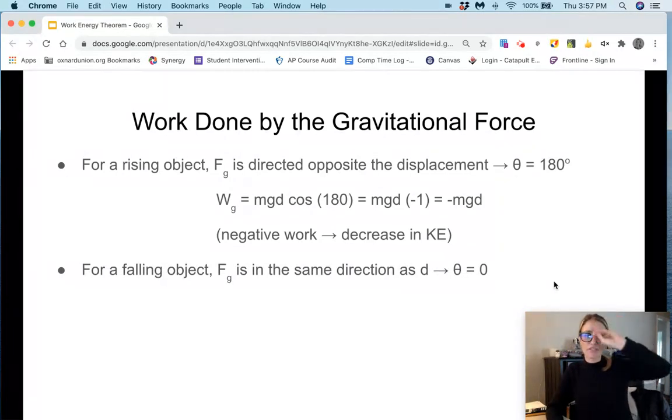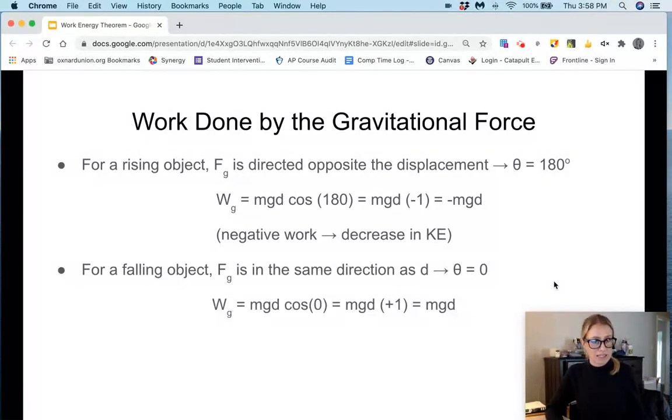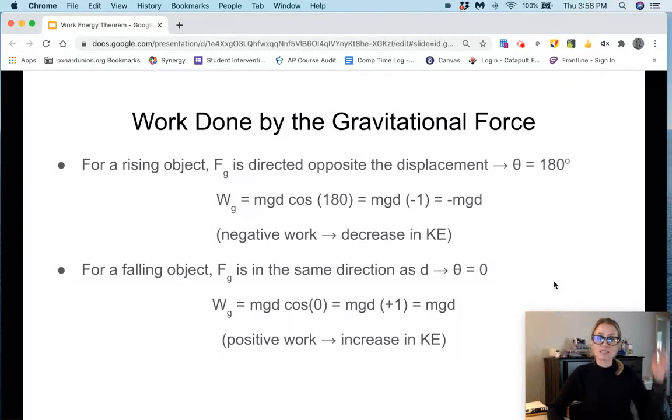Now, as that object then falls back down to the earth, then the force of gravity is in the same direction as that displacement, and our angle is 0. So we get the work done on the object by the force of gravity is equal to the force of gravity, mg, times the displacement times the cosine of 0. The cosine of 0 is 1, so our work done is at a positive maximum. So we get a positive mass times acceleration of gravity times displacement. So here, because our work is positive, that means we're increasing in kinetic energy. And we know that that's true because we are speeding up as that ball falls down towards the ground.